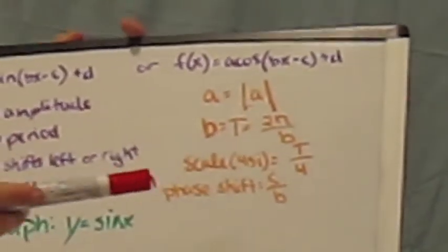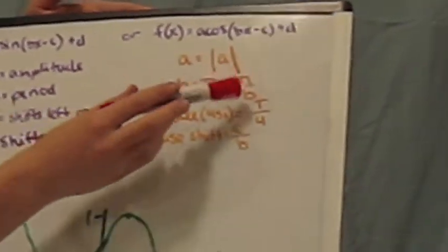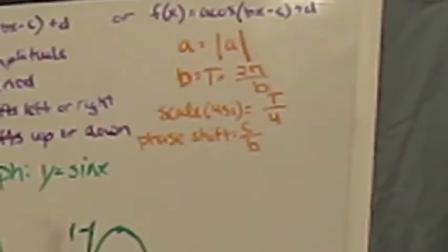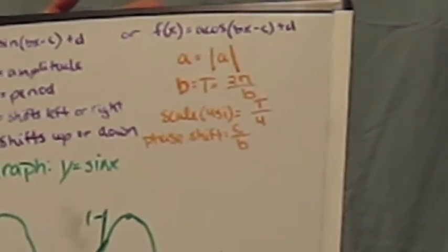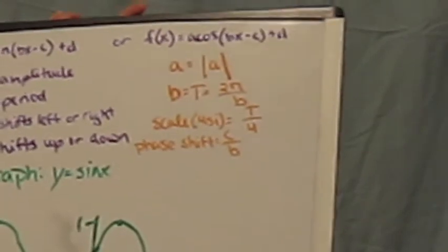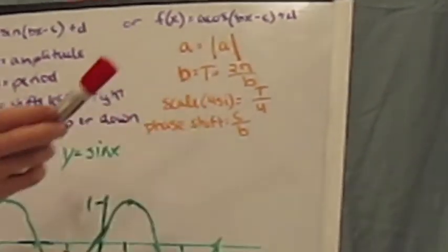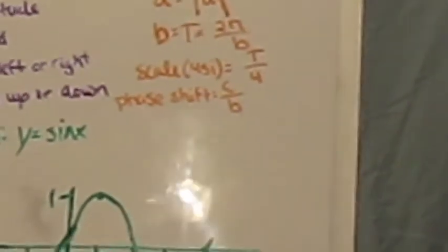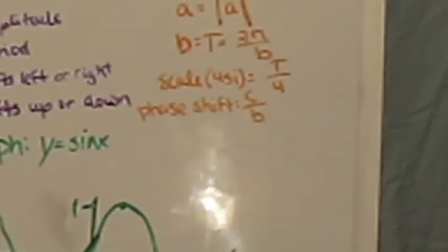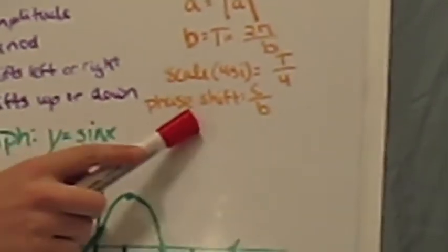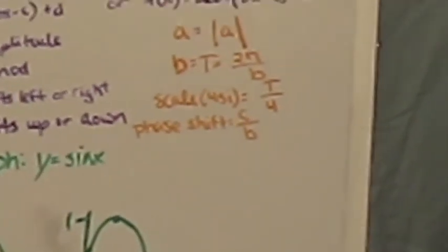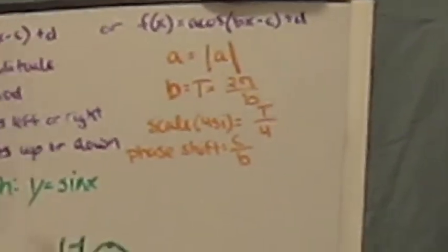It's fine. B determines the period. We also call it T, which equals 2 pi over B. So if B was 1, then it'd be 2 pi over 1, and that would be the period. The scale is the period divided by 4. So if the period is 2 pi, you divide it by 4, the scale would be pi over 2. And if you have a phase shift, that would be C divided by B.